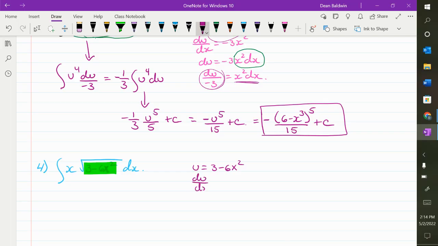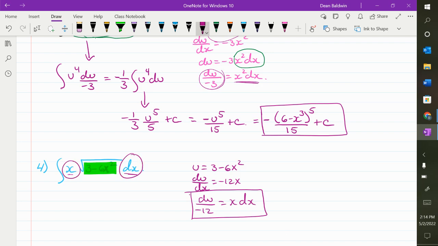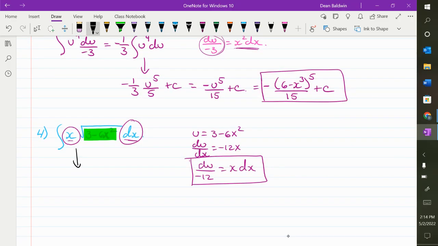Take the derivative. 3 goes away. I get -12x. I just want x. Okay, so I'm going to multiply the dx up and divide off the -12. So I get du over -12 is equal to x dx. Okay, so that x dx is there and there. The square root becomes the integral of the square root of u. x dx is du over -12.